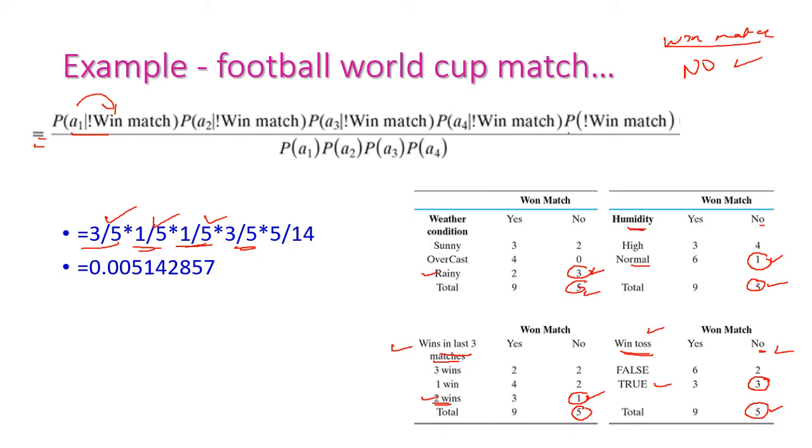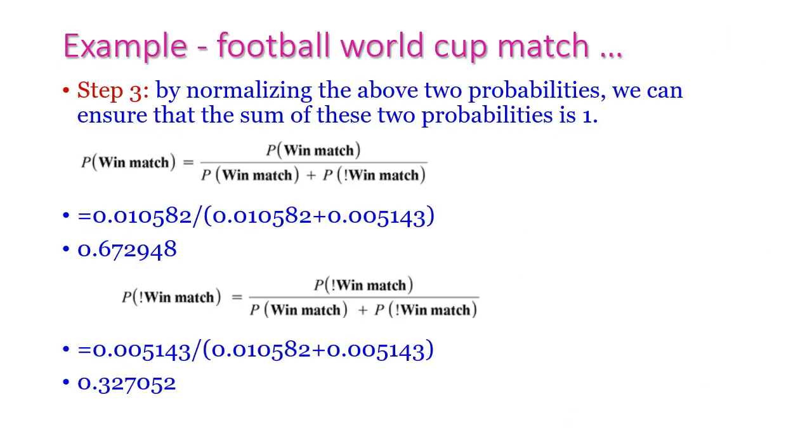And finally P of not win match. So total records are 14 and 5 are no. So with the given values we will get 0.005142857. Step 2 is over. Now step 3.